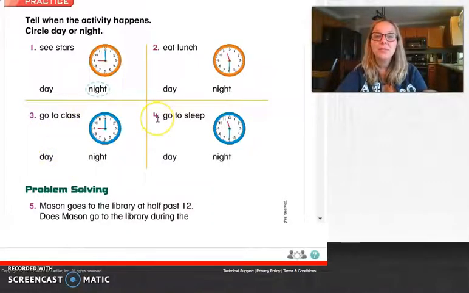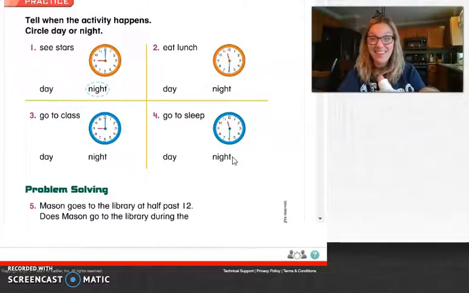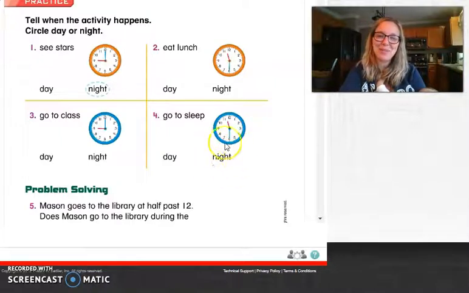And the last one says, when do you go to sleep? It's 11:30. Would that be during the day or during the night? For you guys and for me, that'd be during the night. Now for Grayson, who's currently sleeping in my arms during the day, it could be either way. But for you guys, you sleep at 11:30 at night.